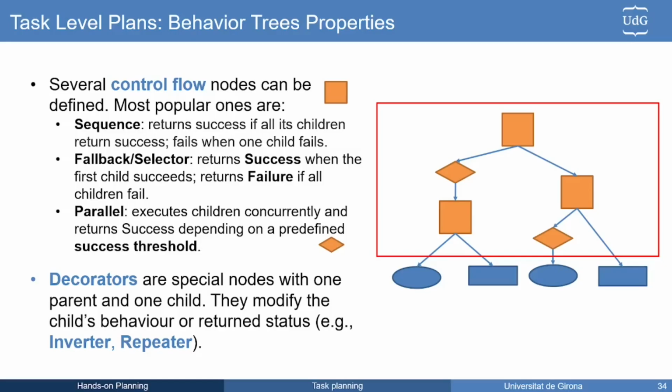If a child returns a running, then the sequence will return a running, and this will also move up. This is the sequence. This is the most used one.